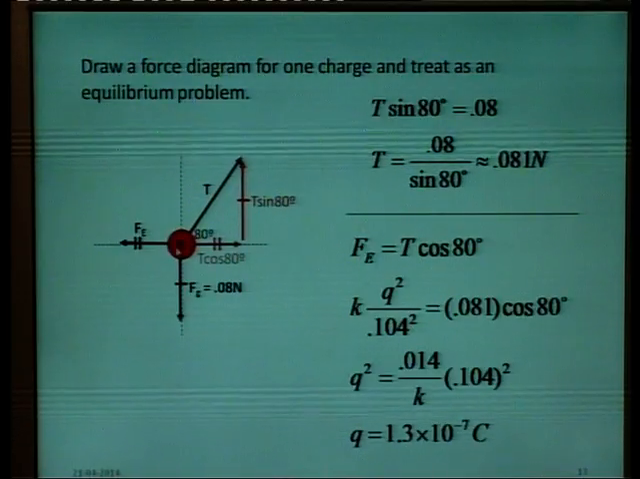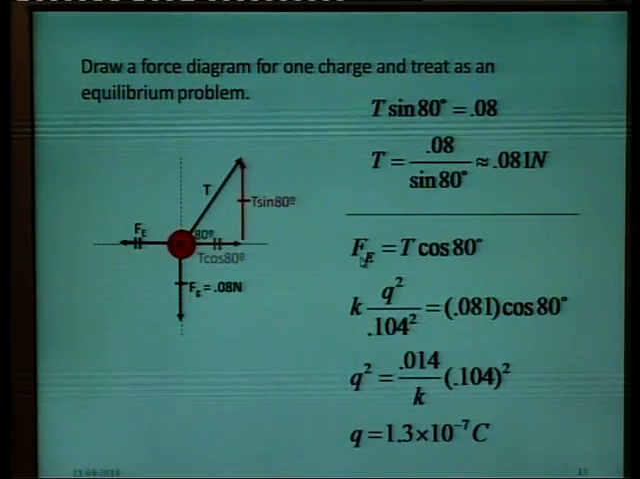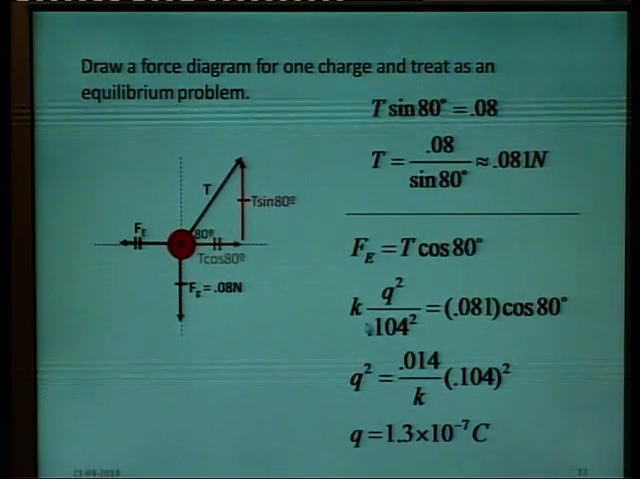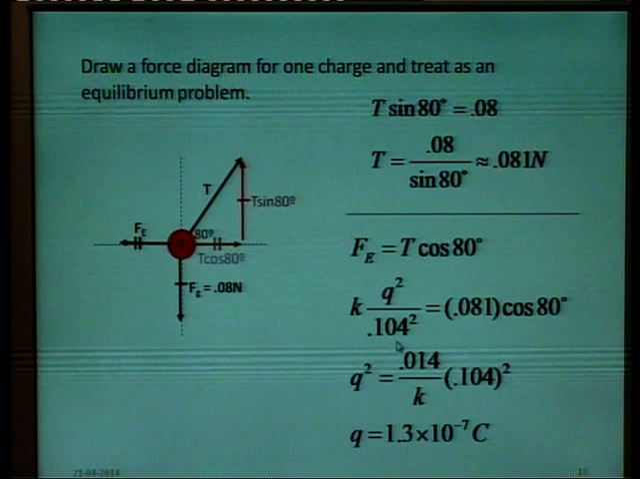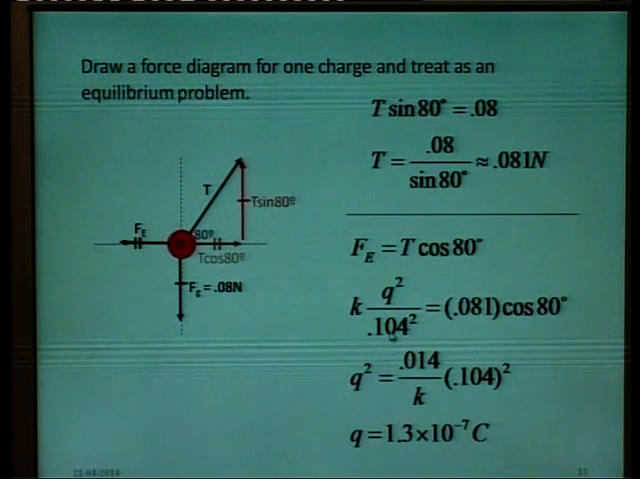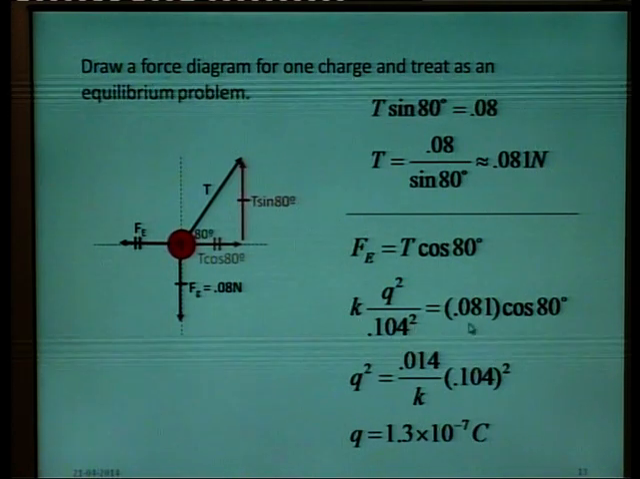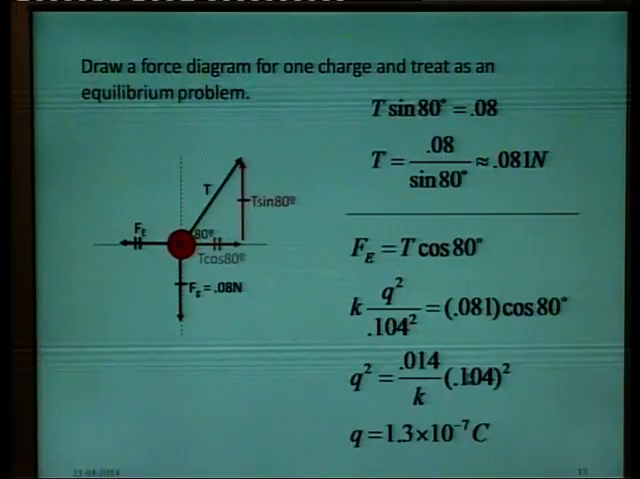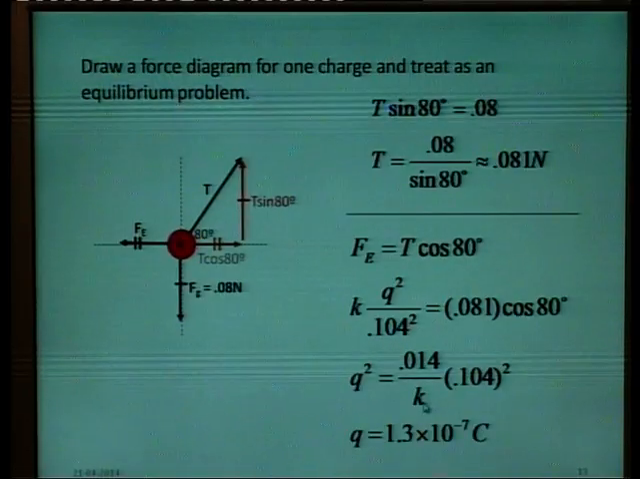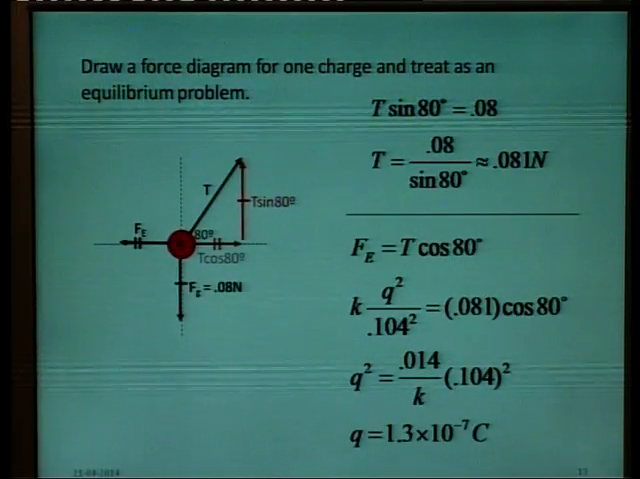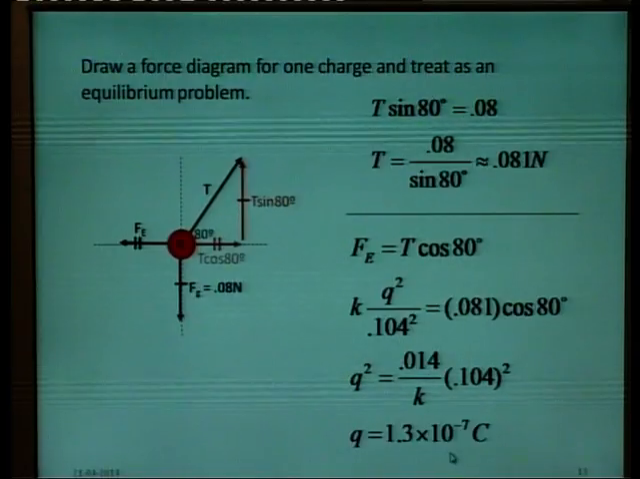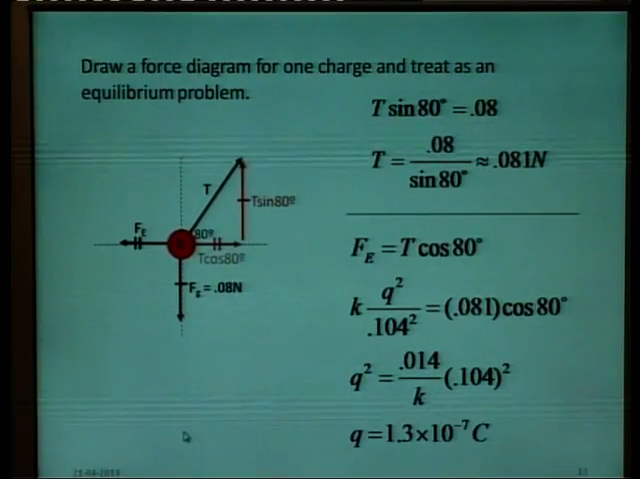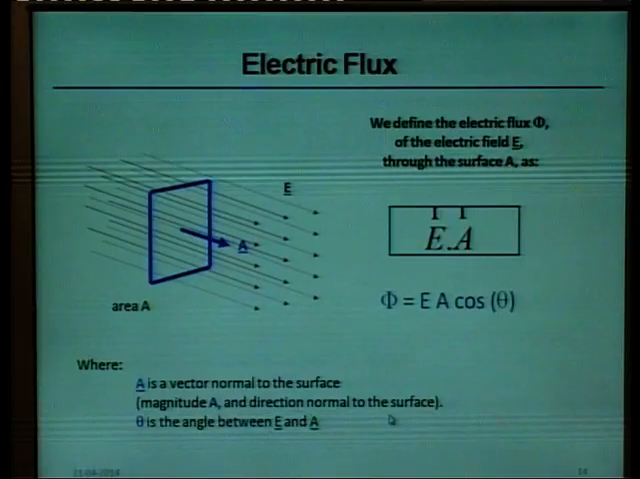You want to find out the charge on these balls. You know electrostatic force is k into q square upon r square. So, 0.104 square, T is 0.081 cos 80 degrees. Use the value of k to be 9 into 10 to the power 9, you get q to be 1.3 into 10 to the power minus 7 Coulomb.